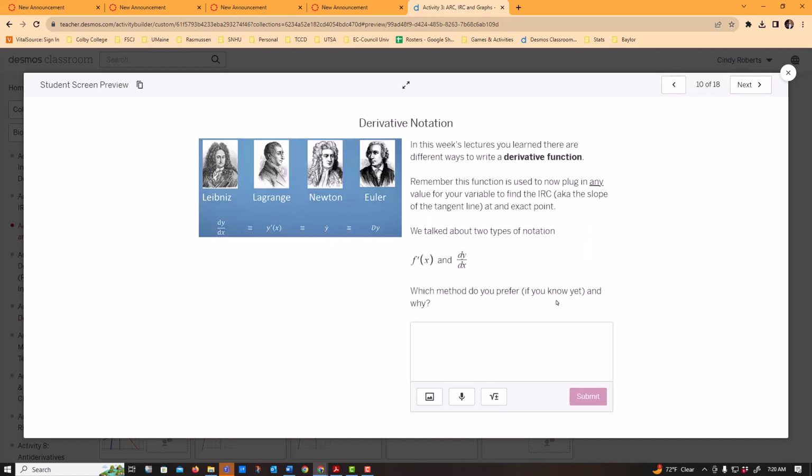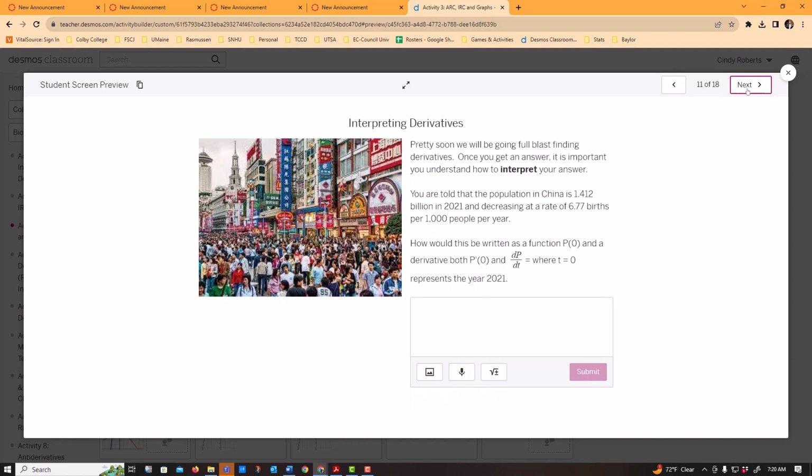Okay, so this is in your lecture. It talked about the difference between f prime of x, which is the slope at the value of x, or dy/dx. This is just for you to tell me which one you prefer. All right, so it says pretty soon we'll be going full blast finding derivatives. Once you get an answer, it is important you know how to interpret your answer.